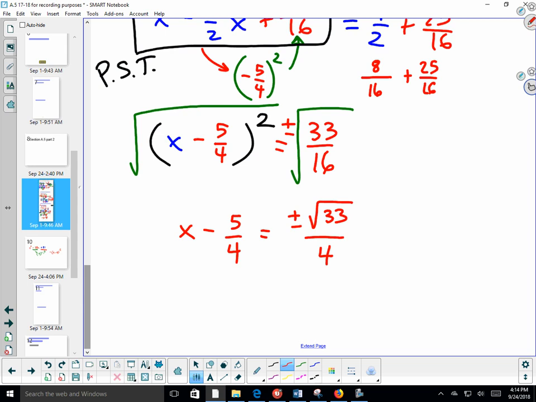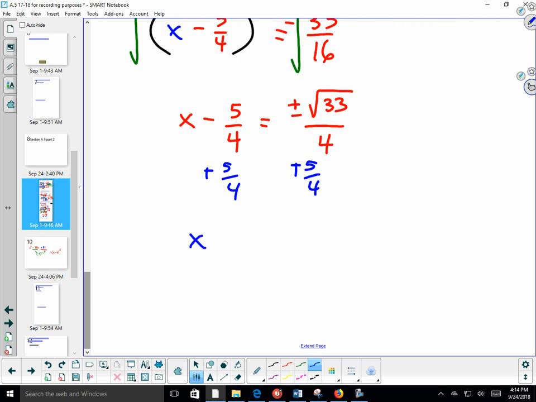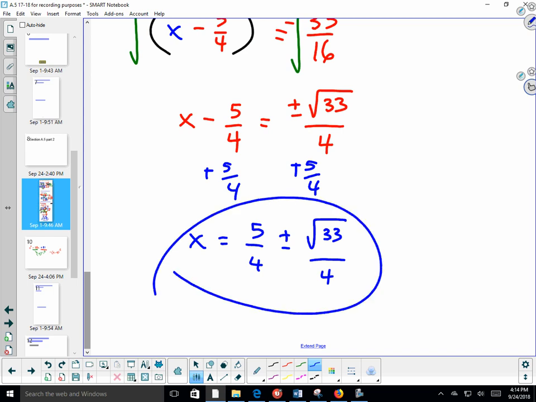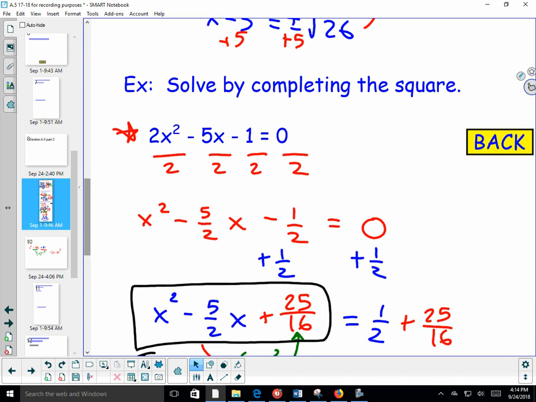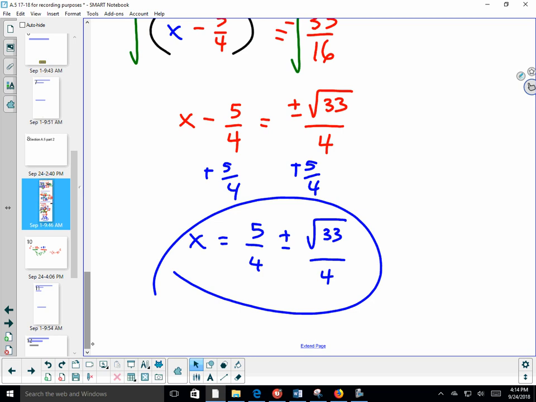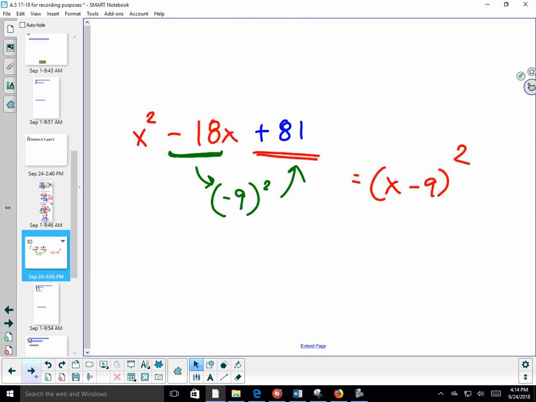And so my last step would be to add 5/4 to both sides. And I'm going to put that 5/4 in front of the plus or minus. And so I get 5/4 plus square root of 33 over 4 and 5/4 minus square root of 33 over 4 as my two solutions for this quadratic equation. Again, you can plug them into our original equation, which is this guy right here, and see if they work. All right, let's move on to other things.